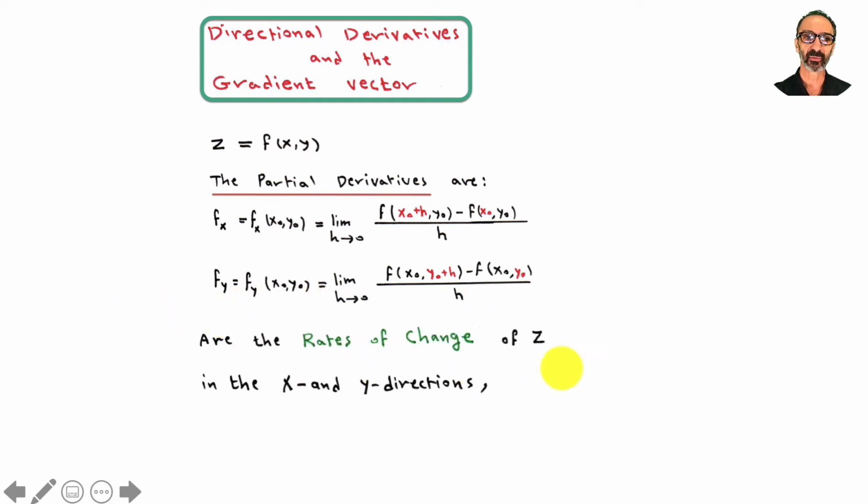These are called rates of change of z in the x and y directions. That's in the x direction, and this is in the y direction. In other words, in the direction of i and j.